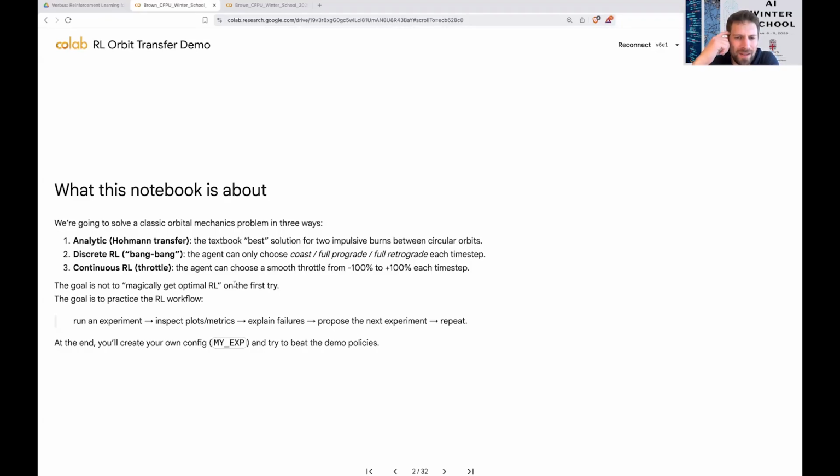But the real key that you should be taking away here is what the workflow is for running experiments, how to do the RL training, how to understand the failures, and then how to repeat. And then finally, you can control. We'll do this exercise where there's my experiment at the end of the notebook, where we're all going to edit and then run it, and see if we can beat some of the demos. Although it's pretty hard to do, so we'll see.